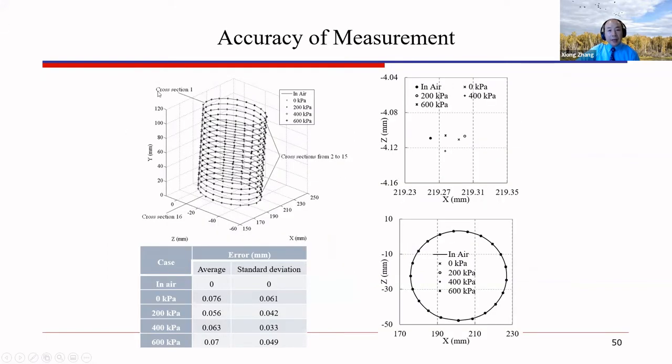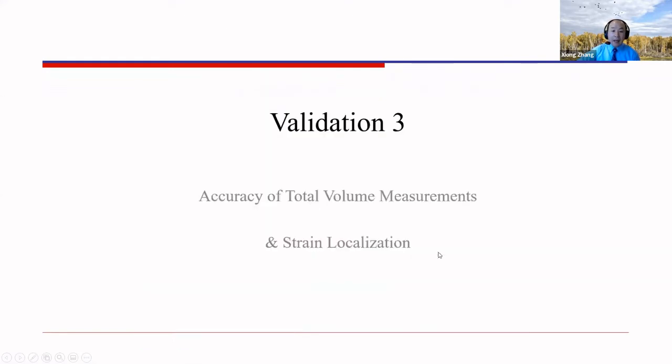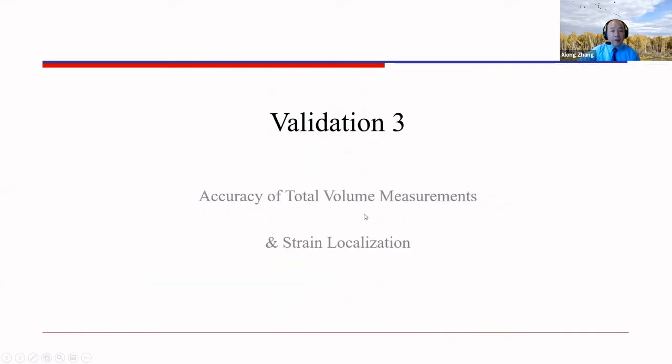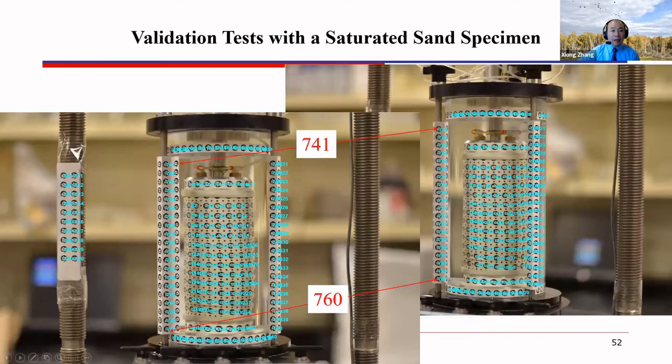So we evaluate the accuracy of each point by comparing it with the measurements in the air. What we found is that the maximum difference is 0.076 millimeter, right? 75 micron. On average, it's just about 65 micron. So it's highly accurate. We also do the total volume measurement and strain localization.